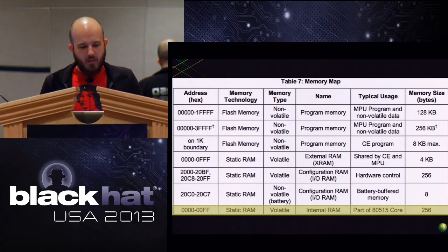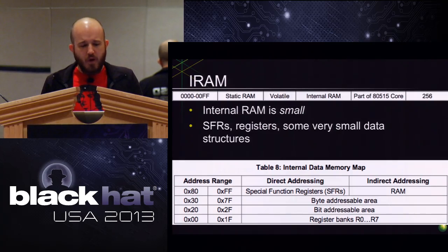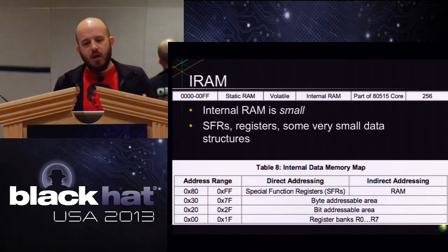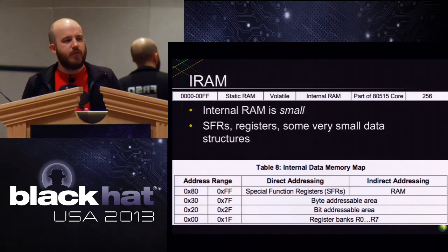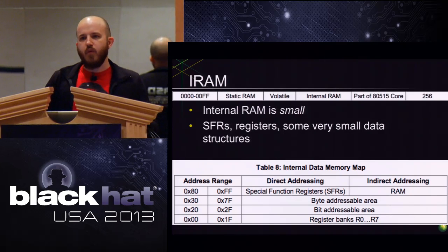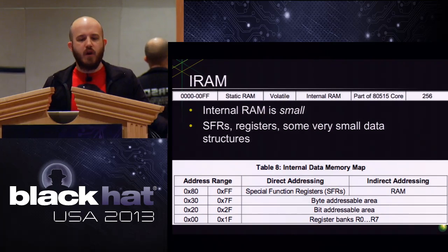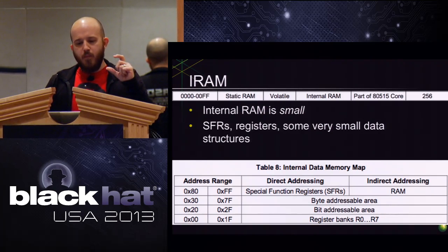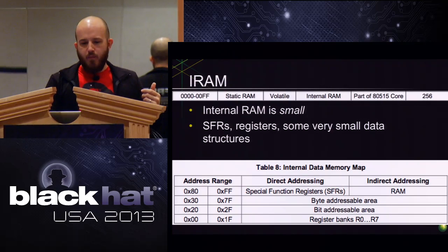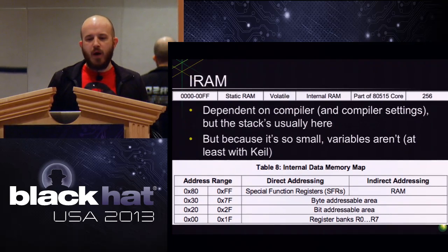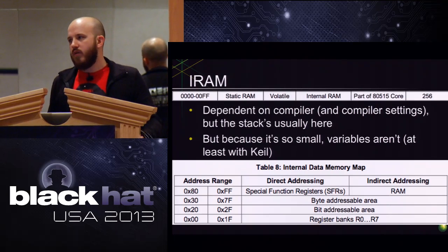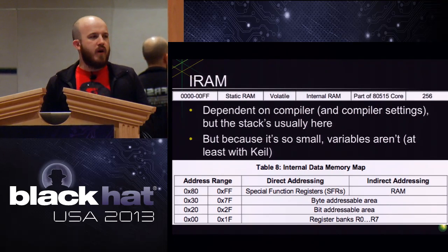All right, so next section, we're going to talk about IRAM. They're down there at the bottom. IRAM is really small, right? What is it, 256 bytes, I think. And that's where the special function registers are. We don't really need to know what those are, other than that's where you store certain bits on the state or the configuration of the processor. And then basically what's in here is your stack, for the most part. It's really small. So depending on compiler and settings, the stack is usually there. But the problem is that it's so small that variables aren't. That's another major difference from the stacks that we're used to. Variables are never stored here.